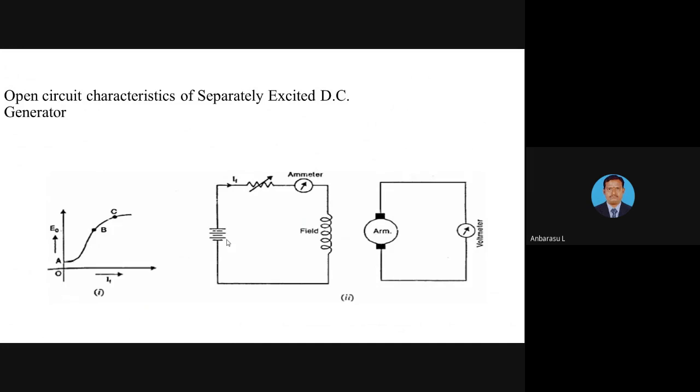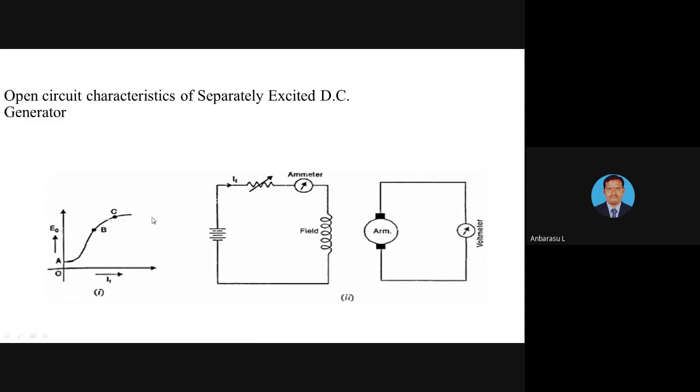Here is the separately excited DC generator open circuit characteristics curve. The voltmeter is connected across the armature winding, and the field ammeter is connected in series with the field winding. We can draw the open circuit characteristics curve with the help of the field winding current and no load induced EMF. OA represents the residual induced EMF. As we increase the field current through the field winding, the voltage increases from B to C. After C, it is saturated.